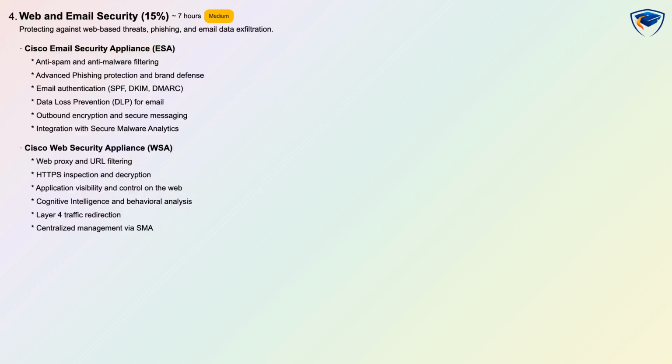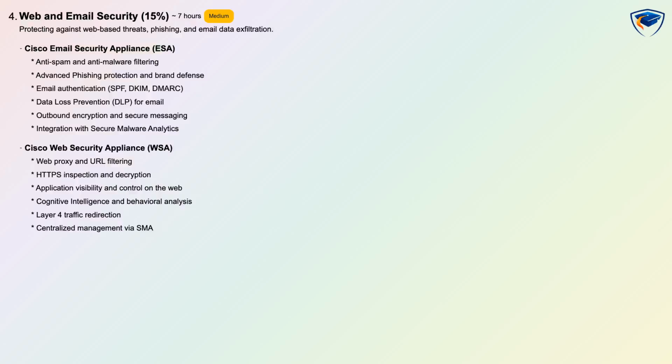Web and email security is 15% and focuses on protecting against web-based threats, phishing, and email data exfiltration. Study the Cisco Email Security Appliance for anti-spam and anti-malware, phishing protection, email authentication like SPF, DKIM and DMARC, DLP for email, and integration with secure malware analytics.